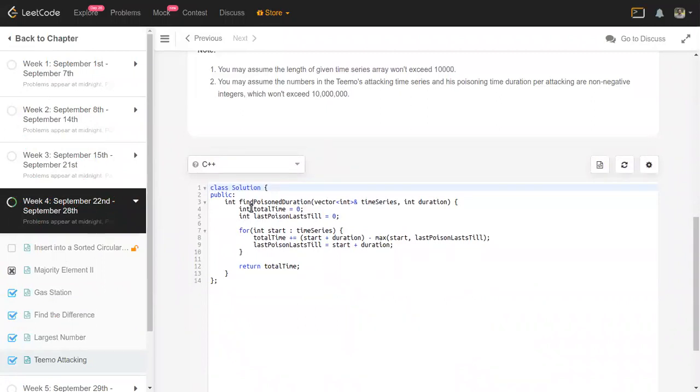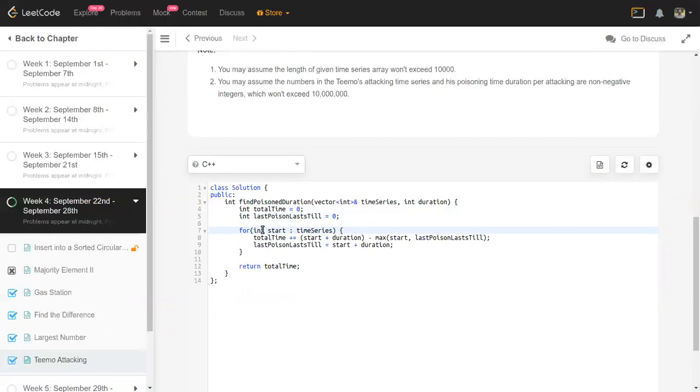So the total time is going to be the answer we are expecting. So I'm going to initialize that to 0. And the last poison lasts till, right? So that is the ending of the last poisoning period, which is 0 to start with. So for every starting time, anyway, they are sorted in ascending order of the starting time. So I'm just iterating over each of them.